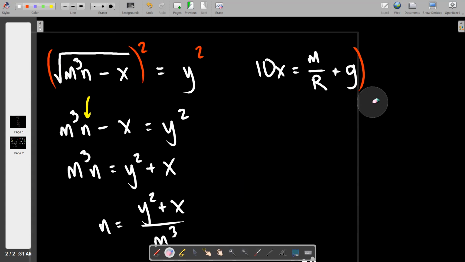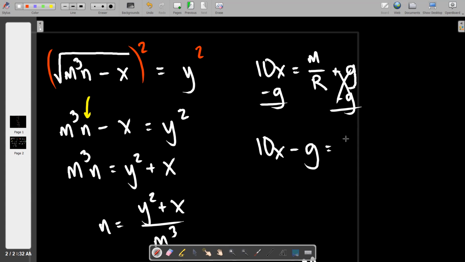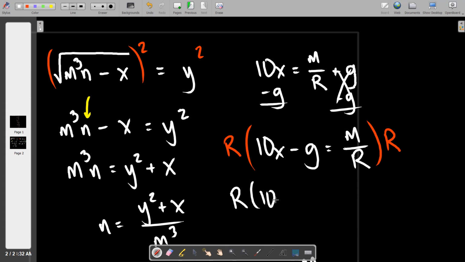But going back to the very beginning, we actually could have subtracted the g across. So check this out. If I subtract the g like this, it goes a little bit against what we normally do, but honestly, it's pretty slick in this case because on the left we get 10x minus g. And then what could we do at this point? Multiply by r, right? So if you multiply both sides by r, then you never actually have to distribute the r and factor it back out because the left side over here just becomes r times 10x minus g.